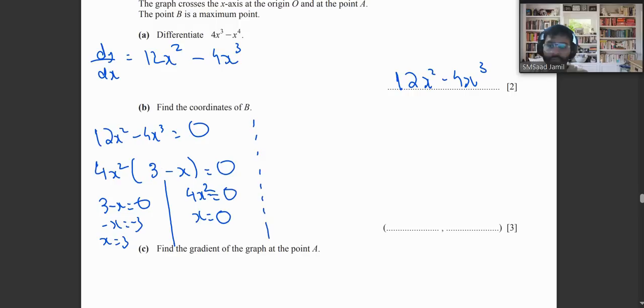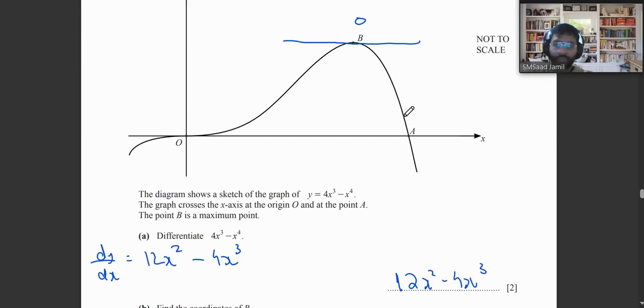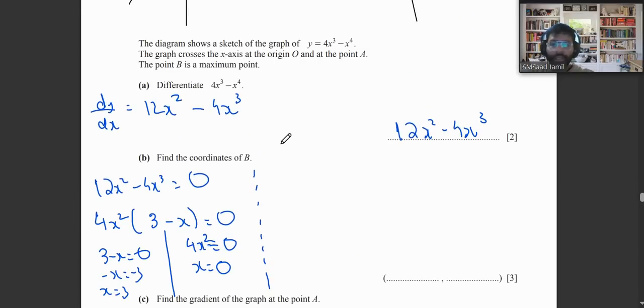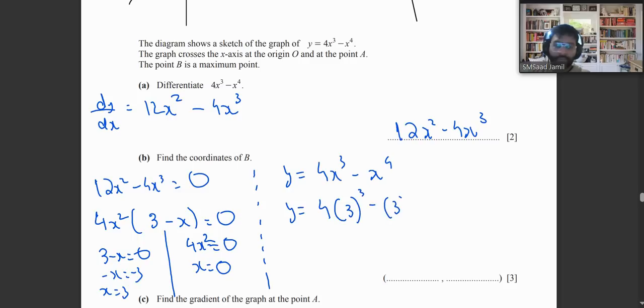Okay, so it says find the coordinate of B. We already know that B is somewhere here. So of course the value of x will not be 0, it will be 3. And you had the equation y equals 4x cubed minus x to the power 4. So now y is equal to, we will put the value of 3 in place of x. So 4 times 3 cubed minus 3 raised to power 4.